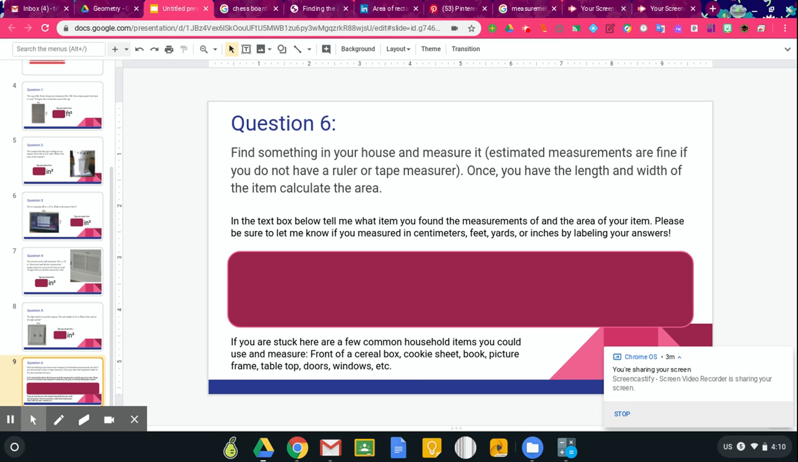You're going to tell me what item you measured, what the measurements were, and then what the area of it is. Now remember, area is the inside, not the outside.